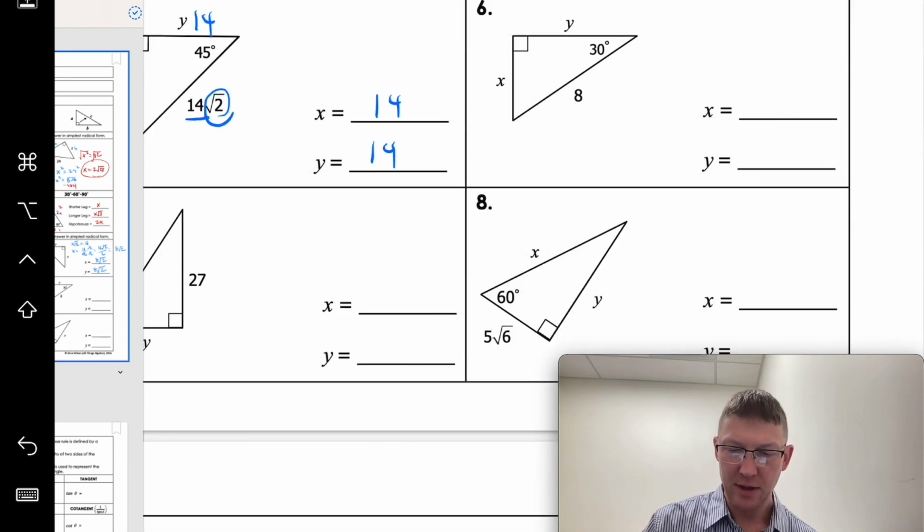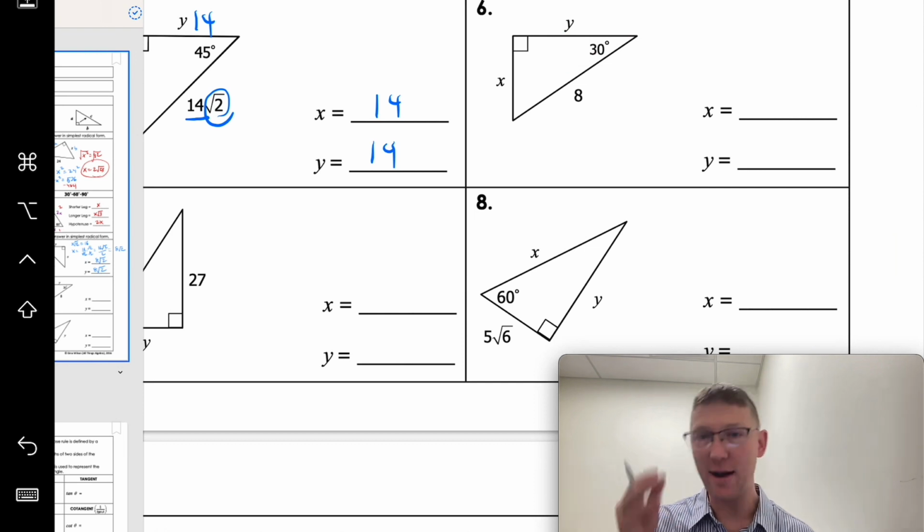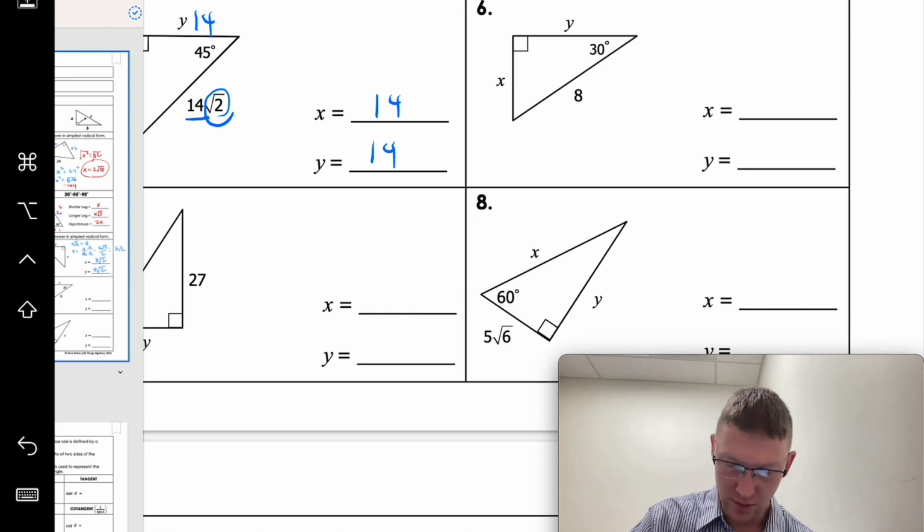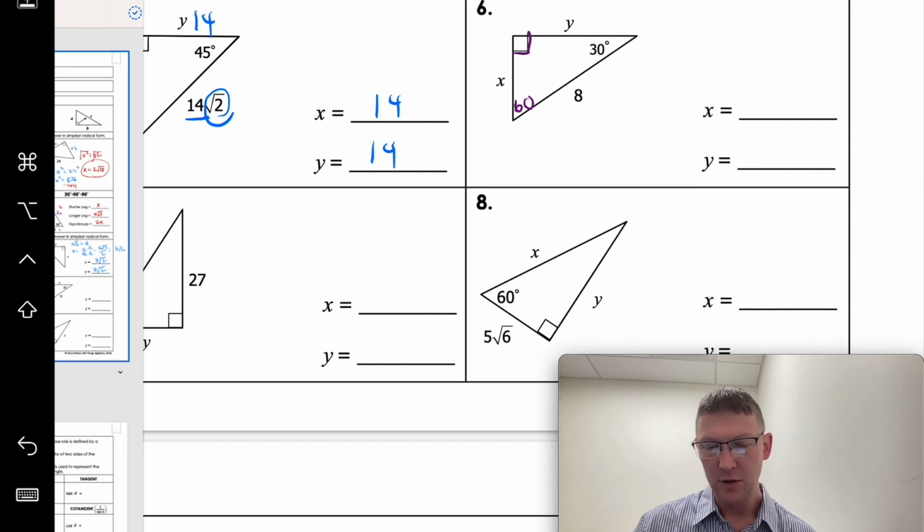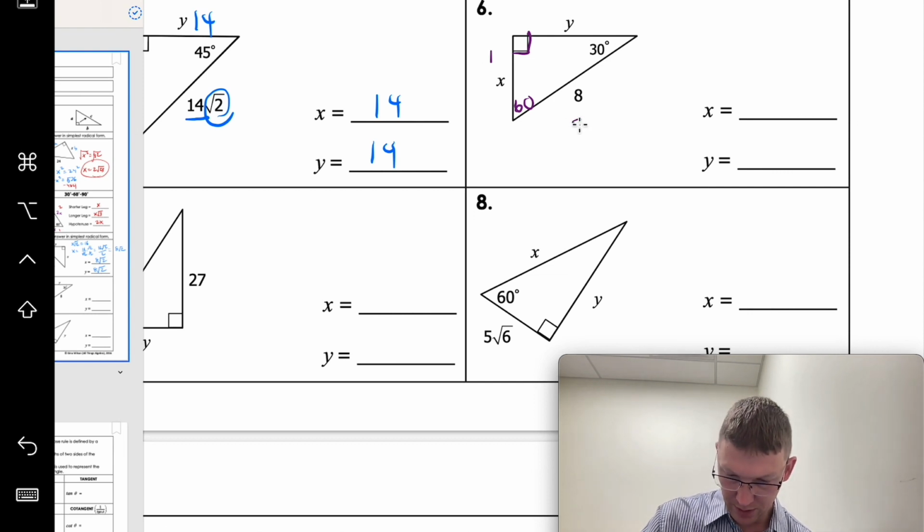So number 6, we can see that there is a 30-degree mark there. That means it does have to be a 30, 60, 90 triangle. We know that 60 degrees would be right there based on our pattern, and that this is already 90. So that means our pattern is, let's see here, 1, 2, square root of 3, right?